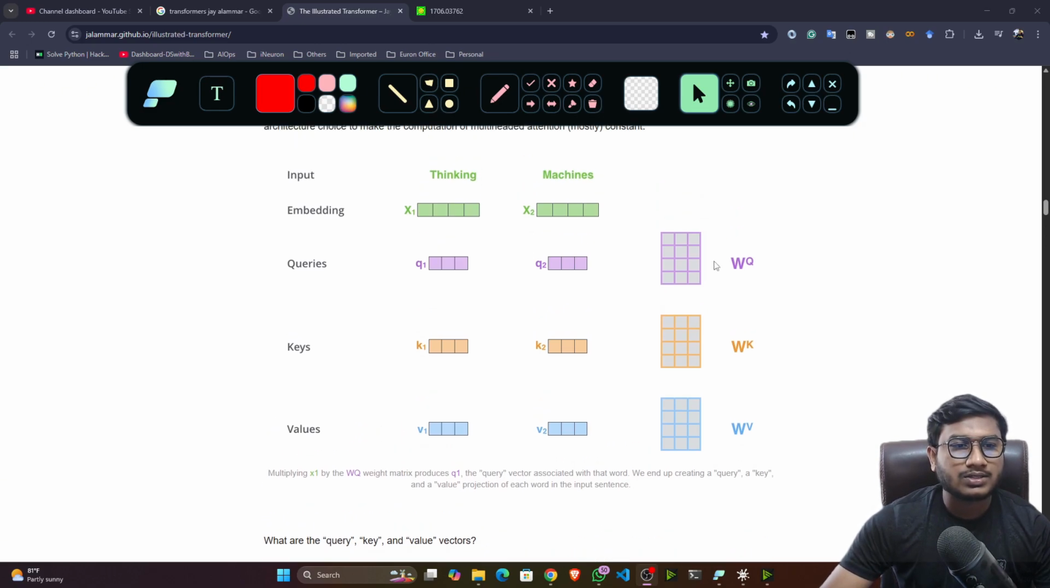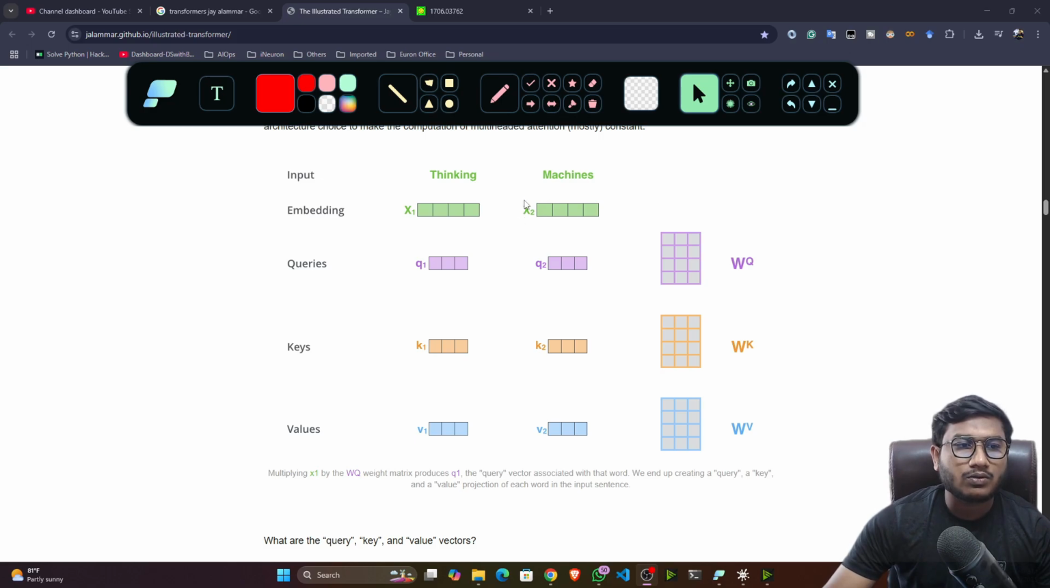Then we initialize some weights. I think you know that in a neural network we initialize the weights, right? In this case we initialize 3 kinds of weights: wq, wk and wv. Now to represent the queries, keys and values, you multiply x1 with wq, and then you get q1.